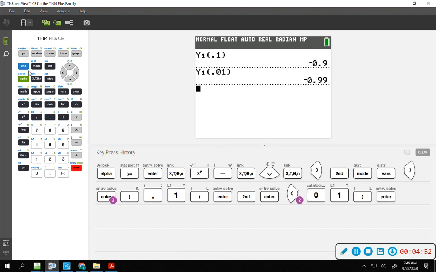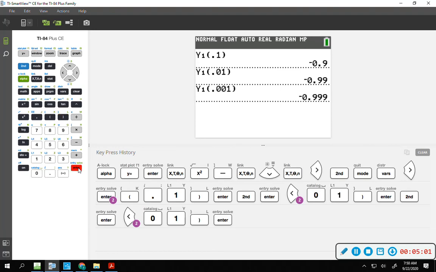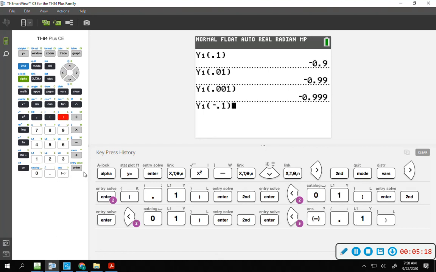There's that other number. Second, enter, 0.1. Okay? And you can see how those numbers come out. Let's say it's negative. Then I just go second, enter, call it up. I'm going to come back here. Make sure you use your negative key, not your subtraction. Negative 0.1. Close that. Okay?